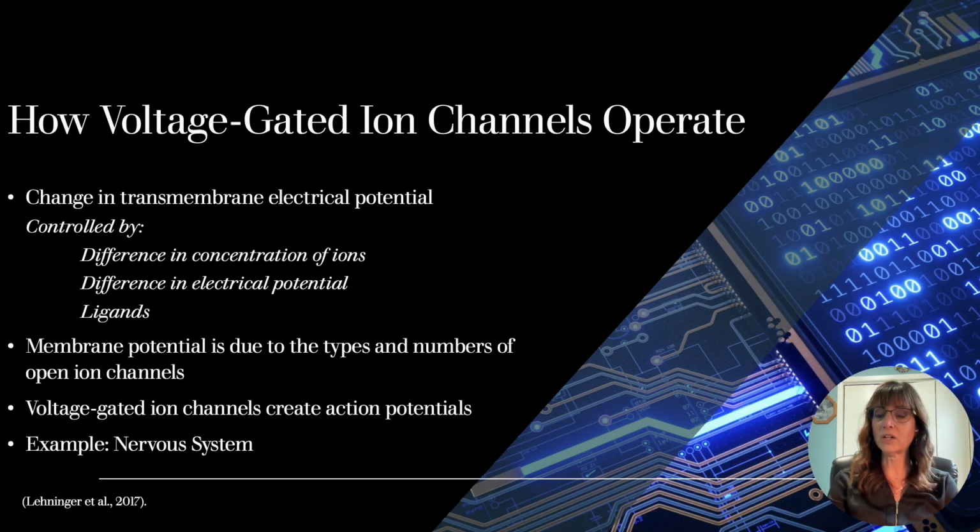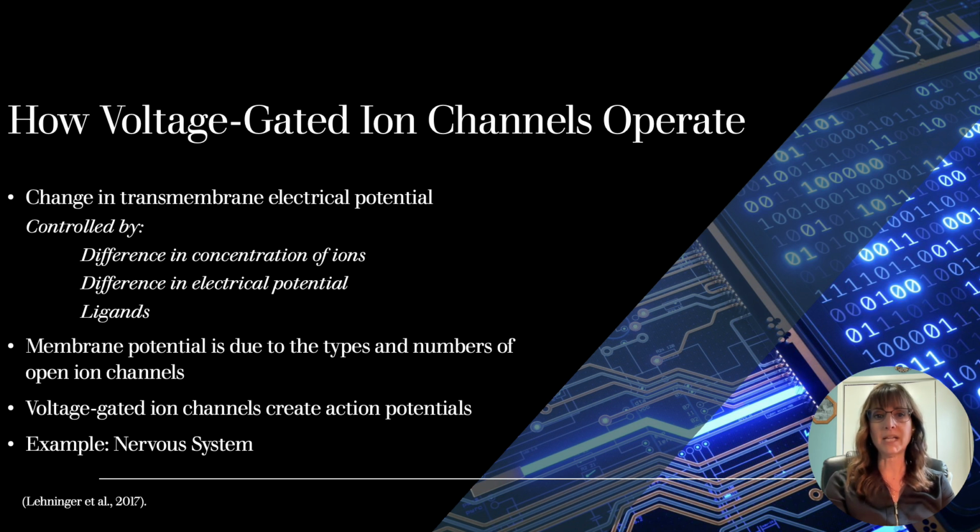The second kind of ion channel we're going to look at is the voltage-gated ion channel. Now, this is not to be confused with the ligand-binding ion channel, which works when a ligand binds with a receptor and the gate opens. The voltage gates open due to changes in the electrical potential across the cell membrane.